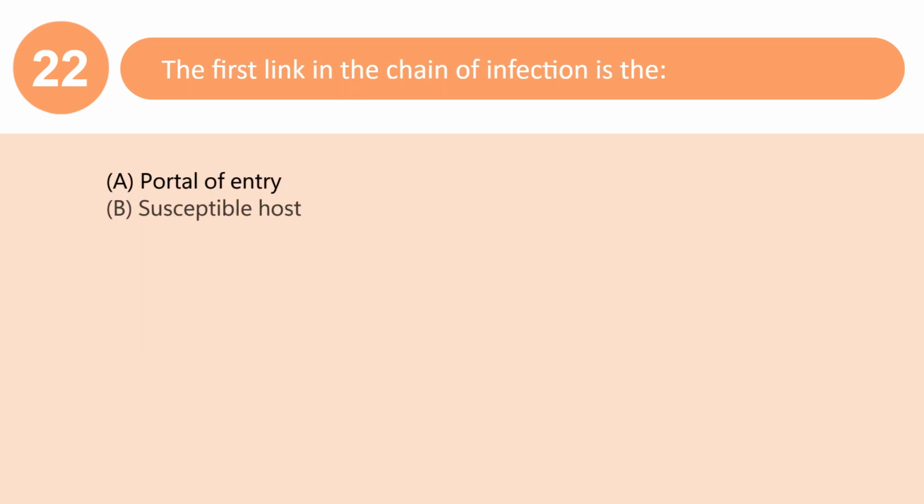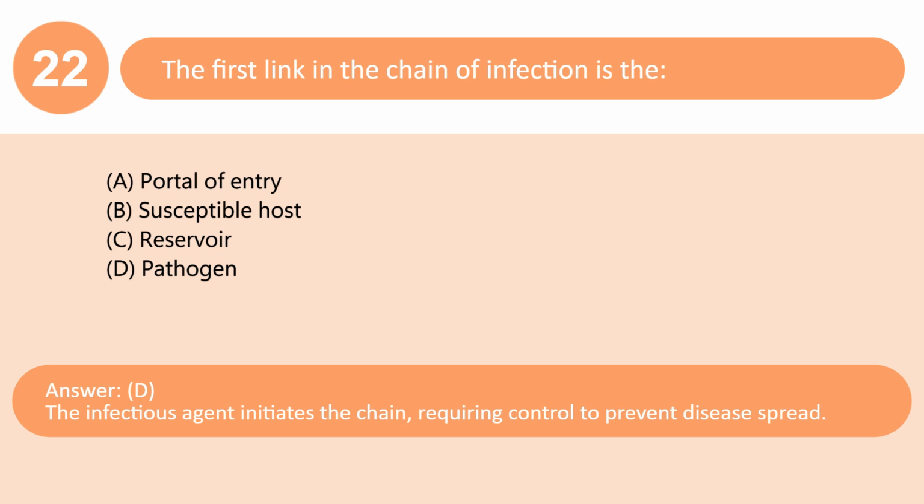The first link in the chain of infection is the: A. Portal of entry. B. Susceptible host. C. Reservoir. D. Pathogen. Answer: D. The infectious agent initiates the chain, requiring control to prevent disease spread.